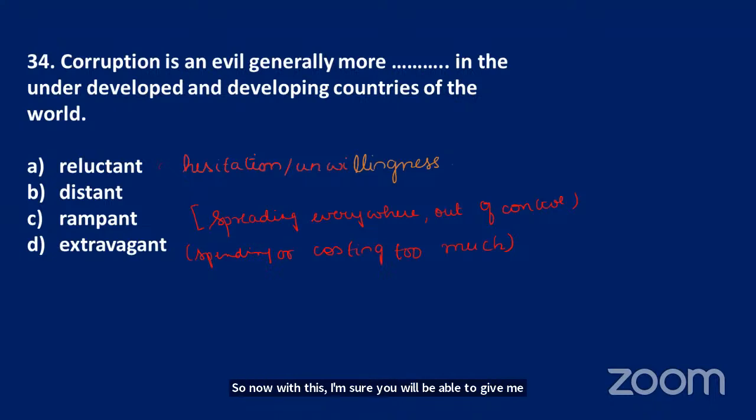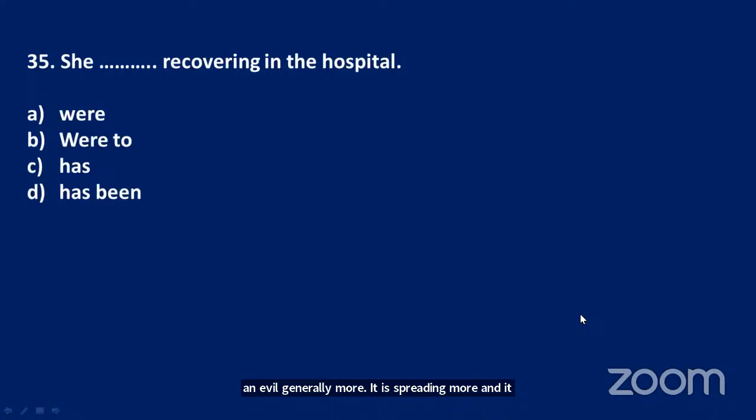Is it A, B, C, or D? Let me see how many are giving me. Chetan, Manohar, Gayatri. Unanimously, they say it is C. Let's see the answer. Excellent. It is C. Corruption is an evil, generally more rampant. It is spreading more and it goes out of our control, isn't it? Yes, good. See the next question.